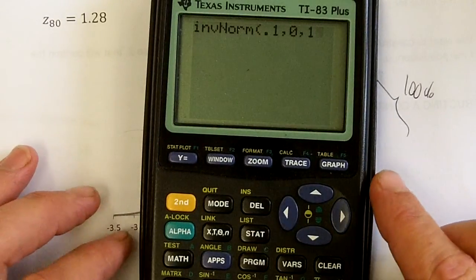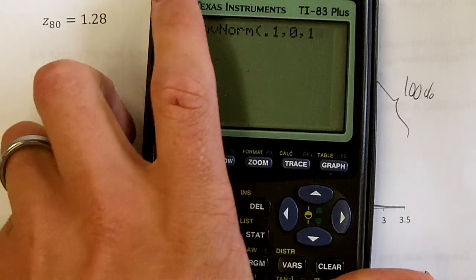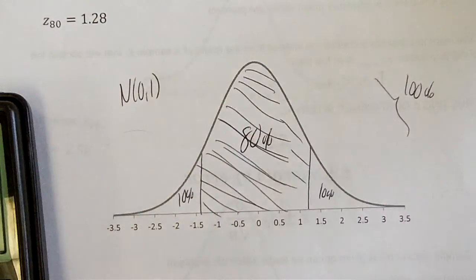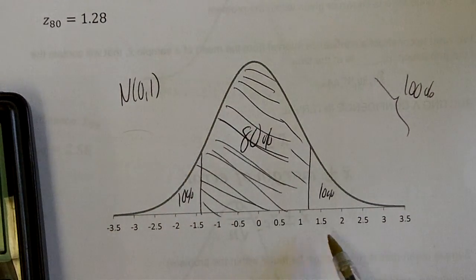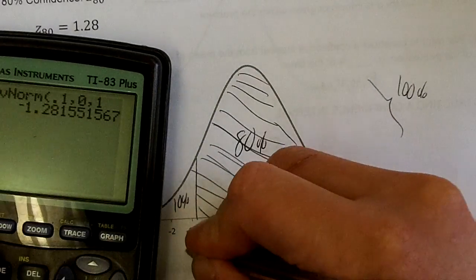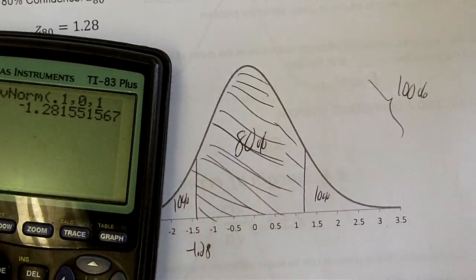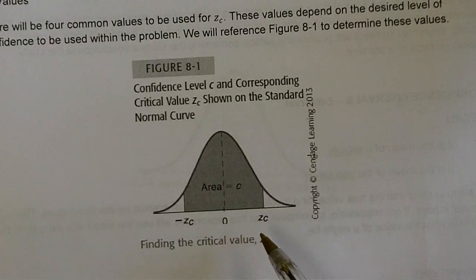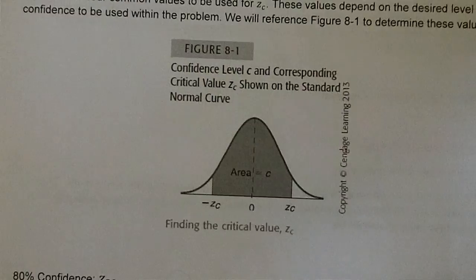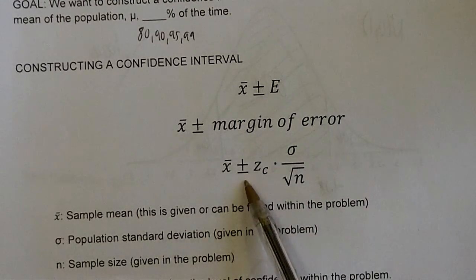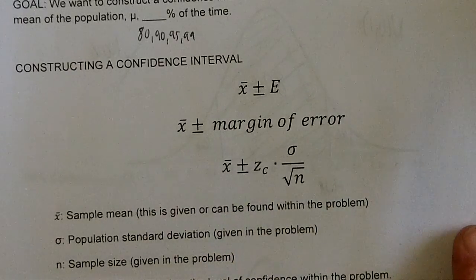The reason I use 0 and 1 is because I'm using the standardized normal curve, which has a mean of 0 and a standard deviation of 1. If I hit enter here, I get negative 1.28. It doesn't matter if you use negative or positive, because based on symmetry, you have both the negative and positive case, which is why when constructing a confidence interval to find the margin of error, we have the plus and minus case. So this is the plus 1.28 and the minus 1.28.